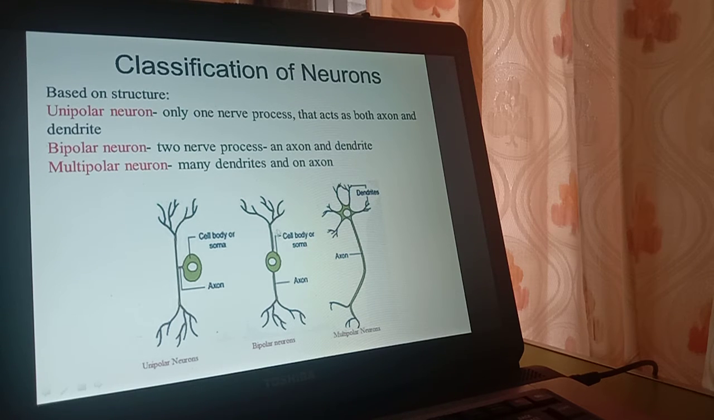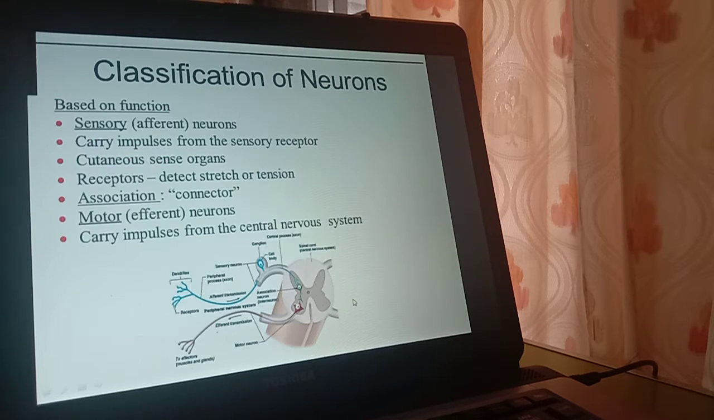Then you have bipolar neurons, where you have two nerve processes. One is the axon and the other is the dendrite. And you have multipolar neurons, where you have a number of dendrites and an axon. So this is based on the structure.